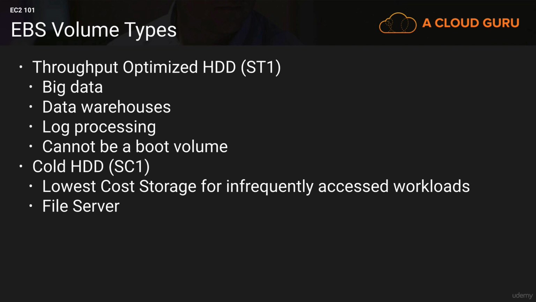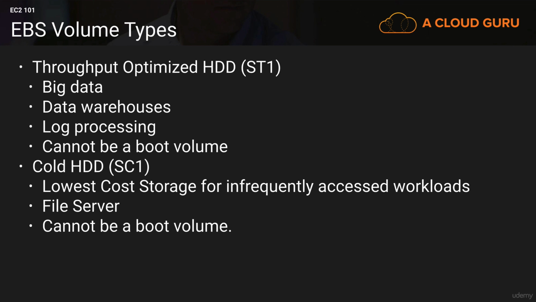Typical use case for this is a file server, and maybe you don't access the files at all. Maybe you don't want to put them on S3 for whatever reason. Maybe your application needs to be able to read from it in a local device. So this is where you would use SC1s. And again, these cannot be boot volumes.